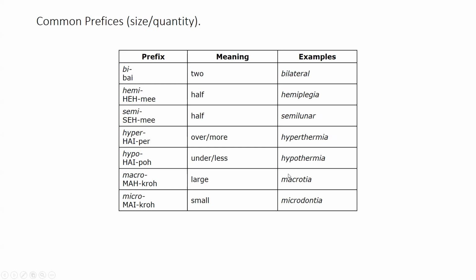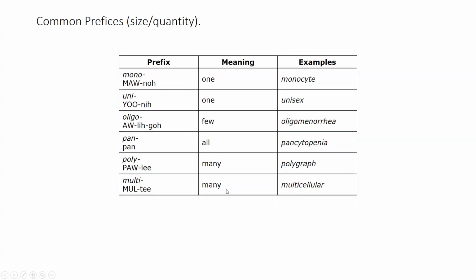Macro means large, so macrotia. Ot is a root meaning ear. E is the condition, so a condition of big ears. Micro means small. Microdontia, we saw before. Don't means teeth. So microdontia means small teeth. Mono, of course, means one. Uni means one. Oligo means a few.